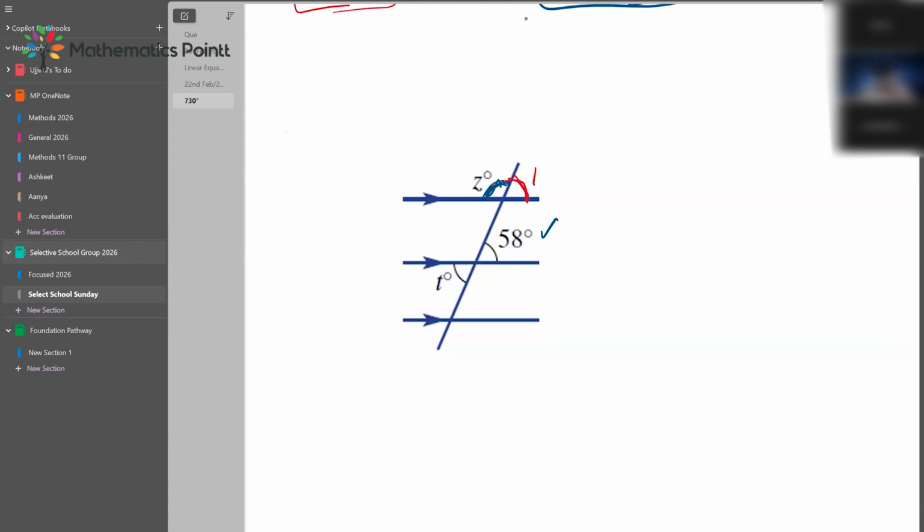This angle, let me call it angle 1. Now, angle 1 is certainly 58 degrees. Corresponding angles. Now, this is 180 take away 58 degrees.